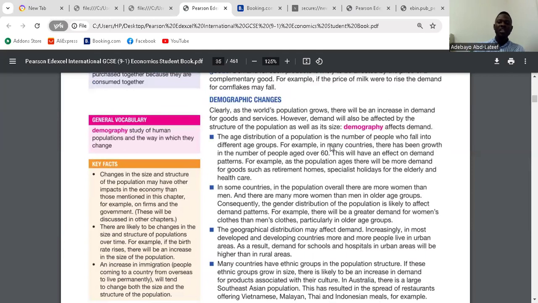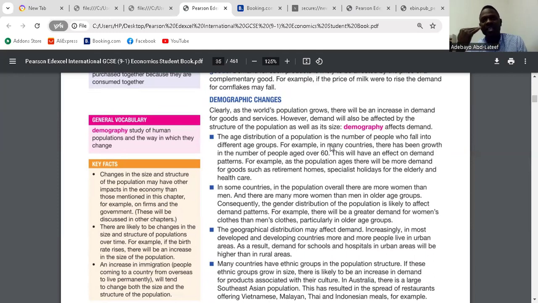We go to demographic changes. Are you there? Yes. For demographic changes, I'm going to read. Clearly, as the world's population grows, there will be an increase in demand for goods and services. However, demand will also be affected by structure of the population as well as its size. That's what we call demography.